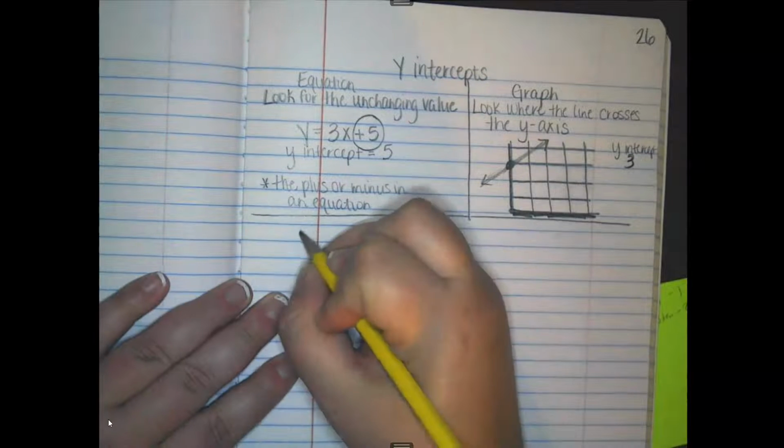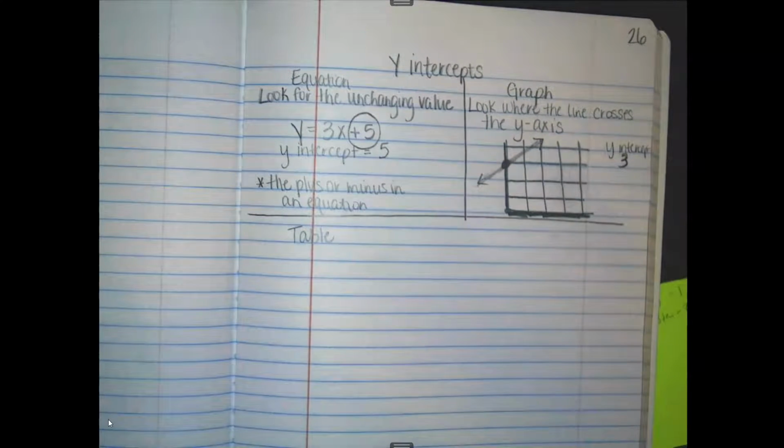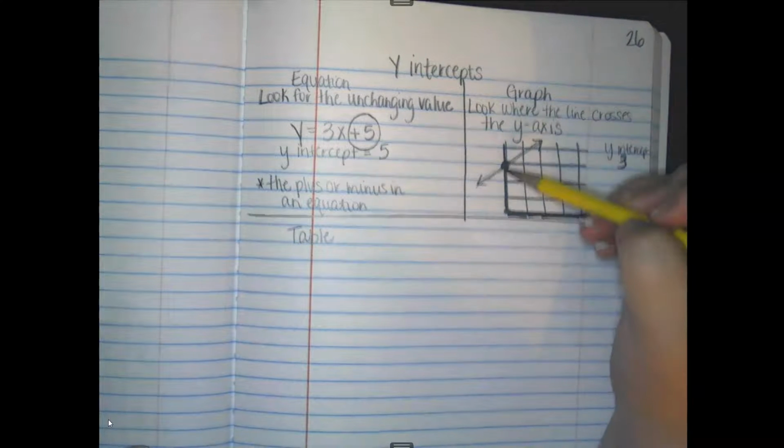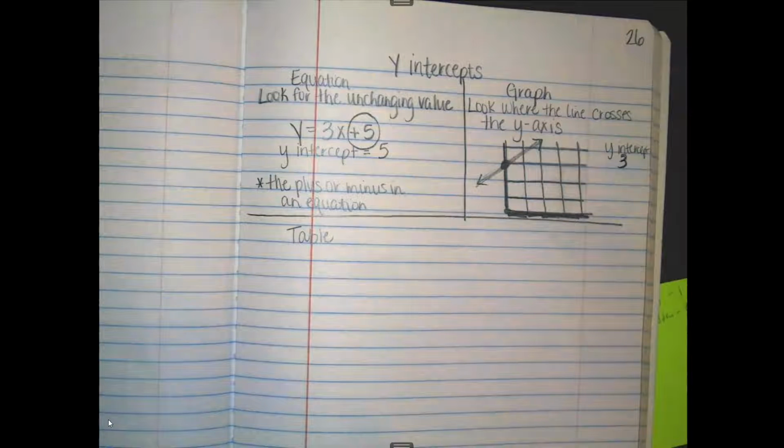Alright, and then we're going to look at it in table form. So in equation form, it's that plus or minus. In graph form, it's where it crosses my y-axis, y-intercept, y-axis. Just think about, I don't know if you know anything about football, but when it intercepts, that interception, it's going to be where it crosses the path of somebody. So this is the y-intercept where it's going to cross the path of our y-axis.